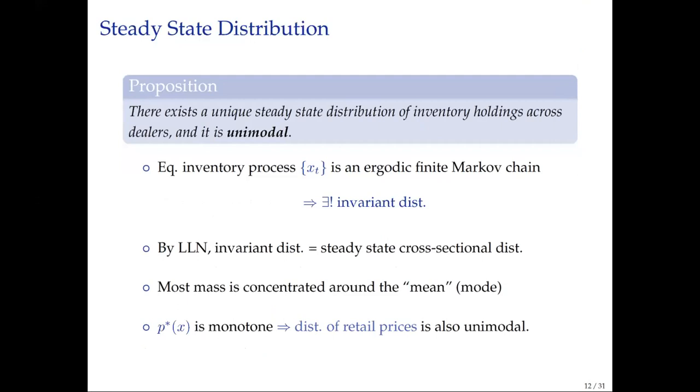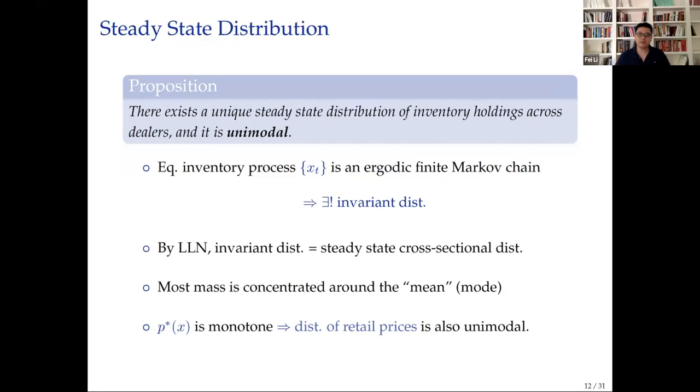I think I have a one page if I have time. So immediately you can see, because this is a mean regression process, the steady state distribution of the inventory is going to be single peaked. Most of the density is going to be concentrated at the mean or the mode. When you deviate from that mean or mode level of inventory, the measure is going to become smaller and smaller. And because the retail price is a monotone function of inventory holding, the distribution of retail price is naturally going to be single peaked.